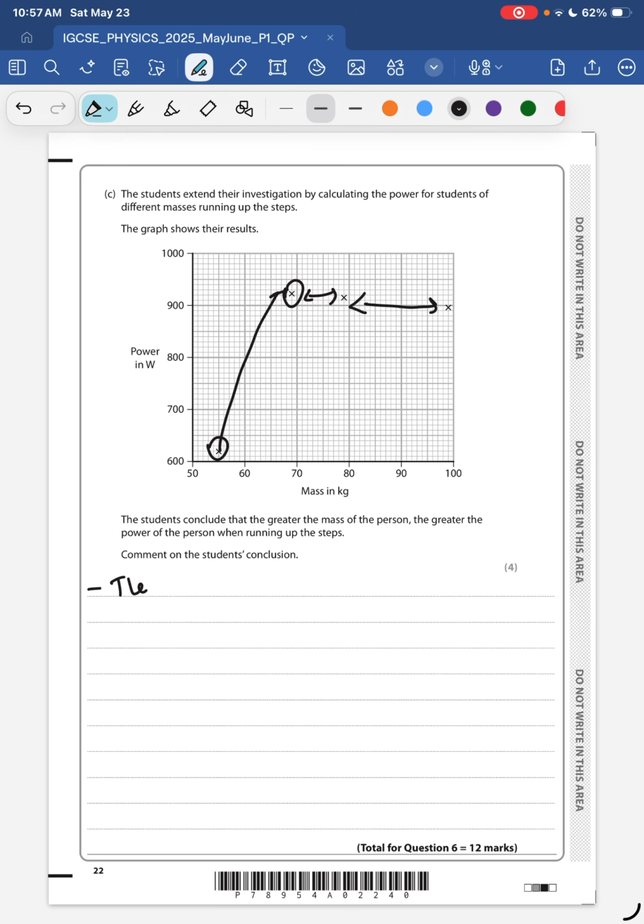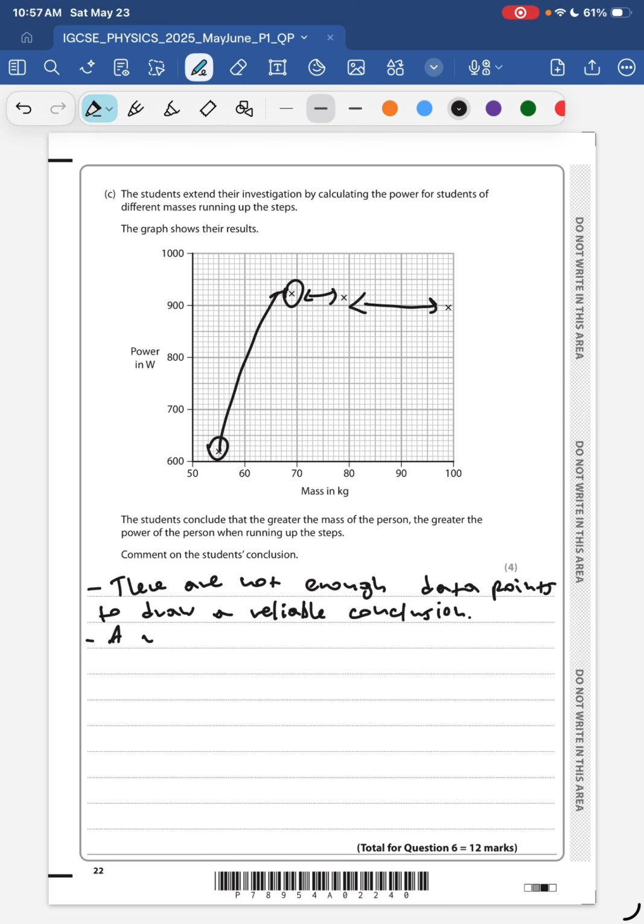So first of all, there are not enough data points to draw a reliable conclusion. Okay, that's the first point. A wider range of masses should be tested.